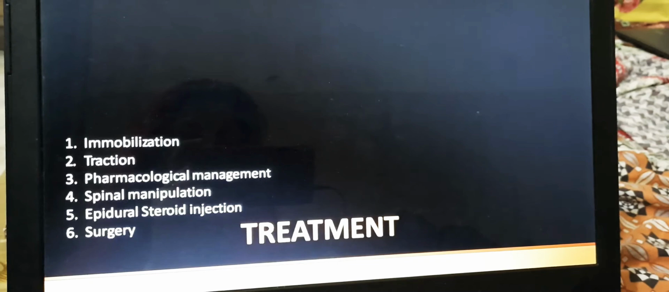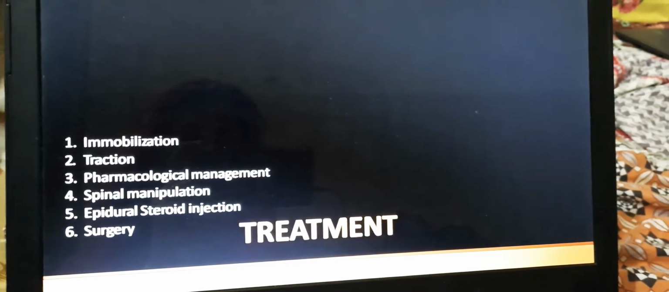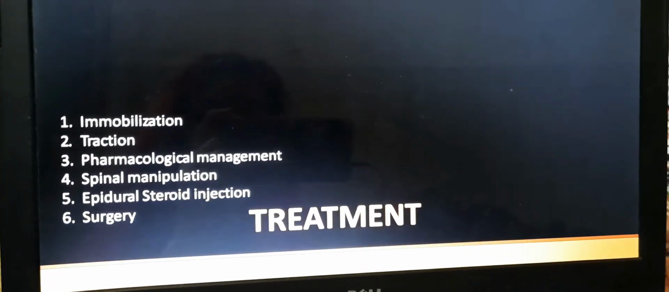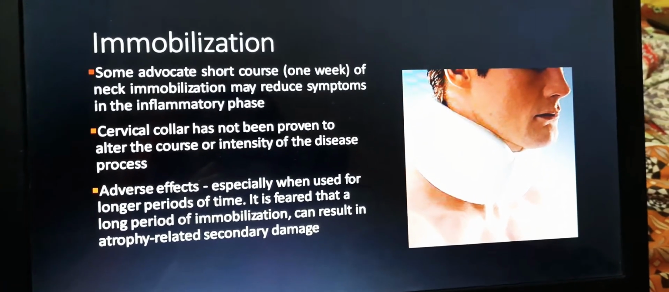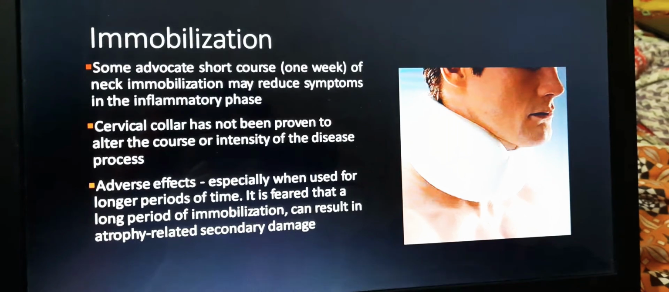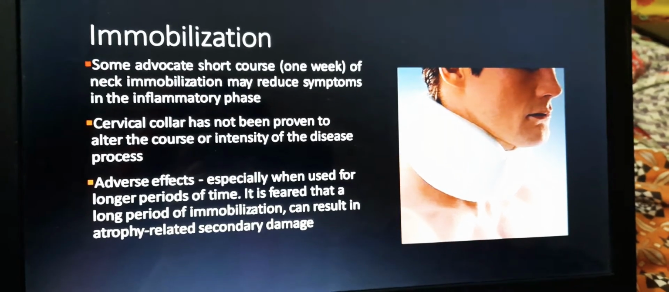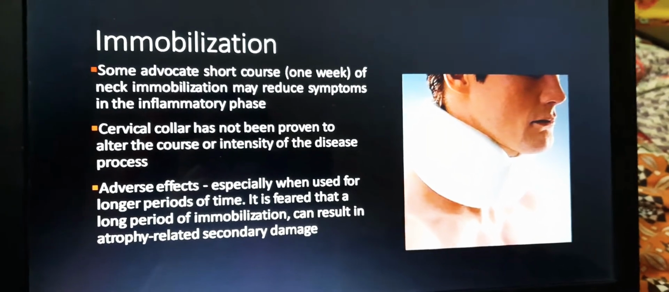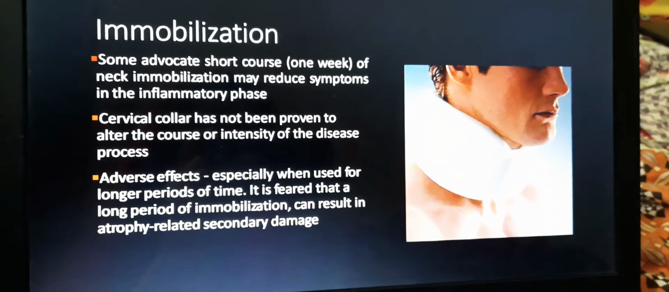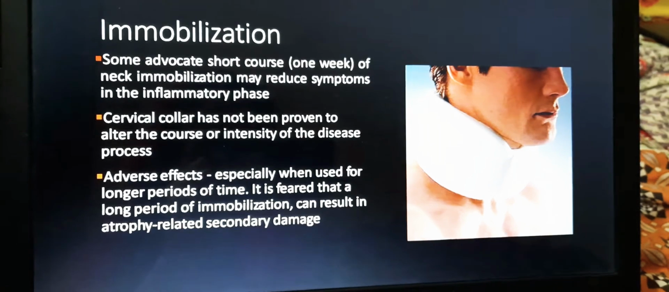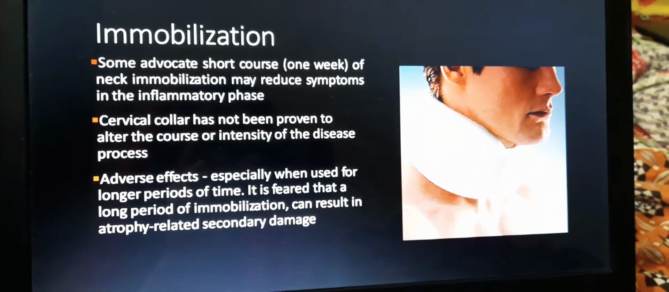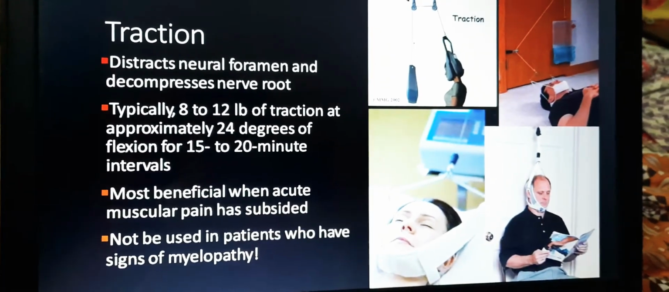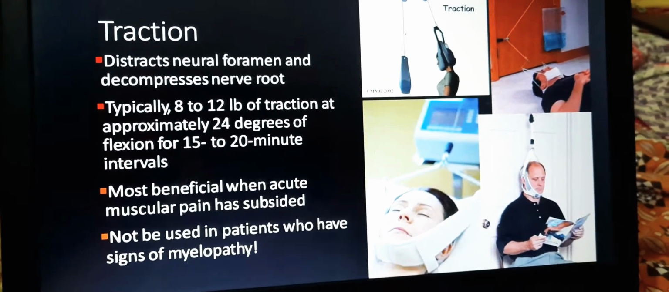Treatment involves immobilization, traction, pharmacological management, spinal manipulation, epidural steroid injections, and surgery. Immobilization: some advocate a short course, 1 week, of neck immobilization, which may reduce the symptoms in the inflammatory phase. Immobilization can be done with a cervical collar. A cervical collar has not been proven to alter the course or intensity of the disease process, but it could be helpful.